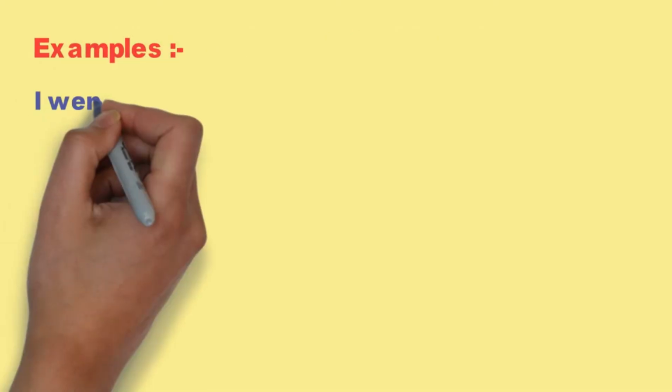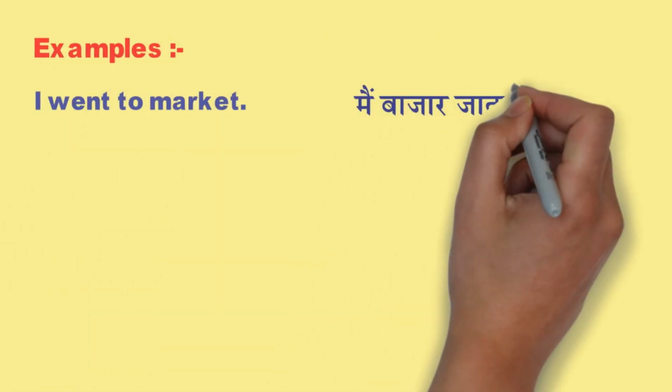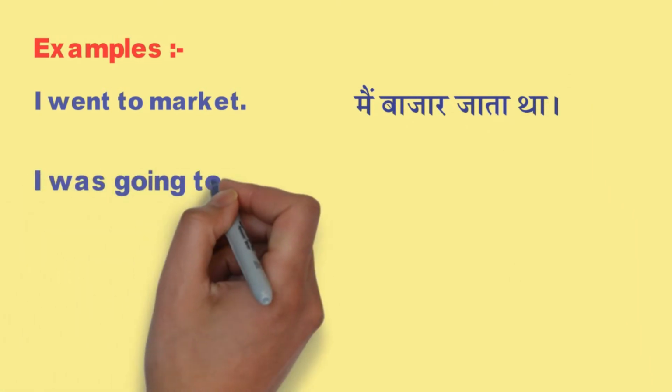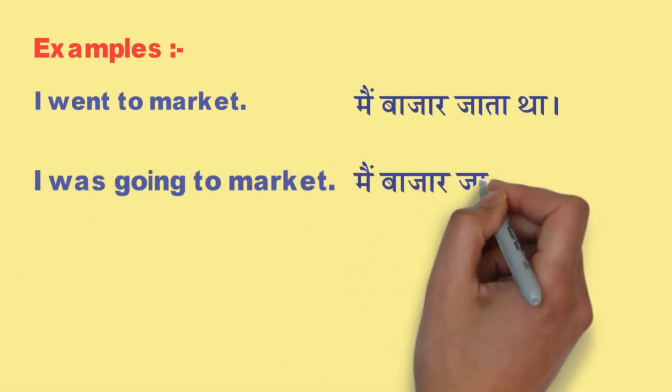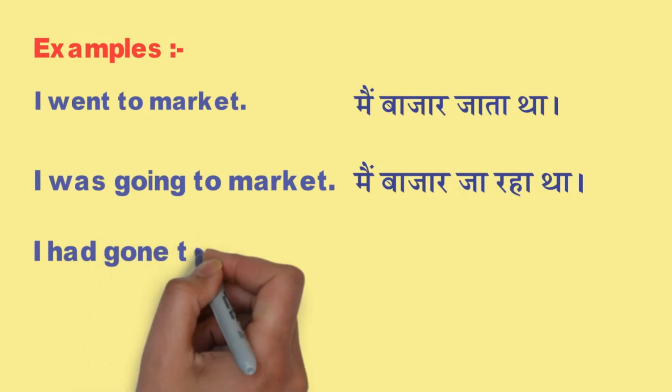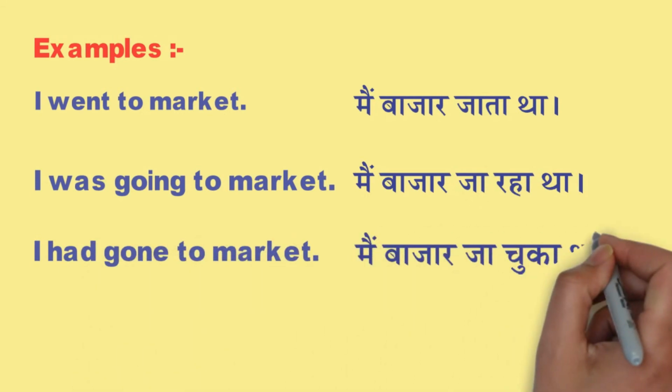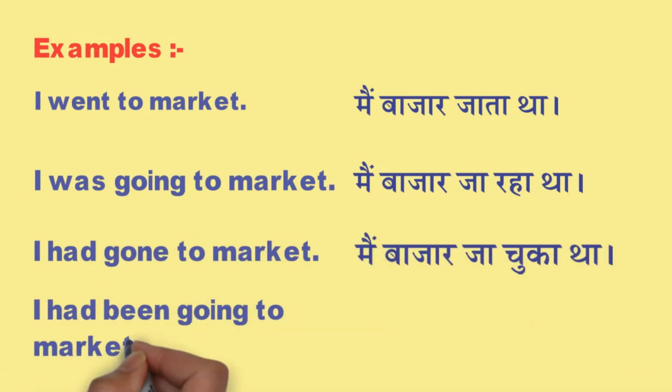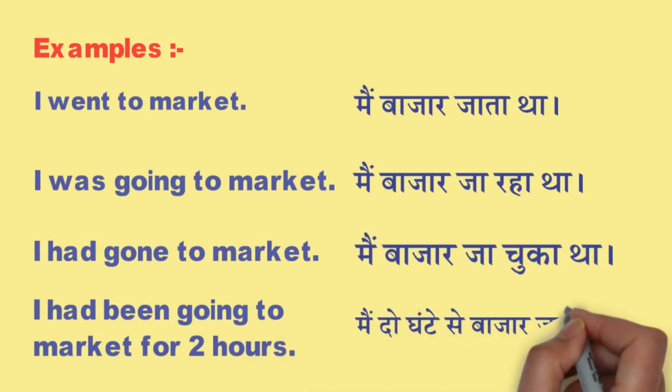Example: I went to the market, मैं बाजार जाता था. I was going to the market, मैं बाजार जा रहा था. I had gone to the market, मैं बाजार जा चुका था. I had been going to the market for 2 hours, मैं 2 घंटे से बाजार जा रहा था.